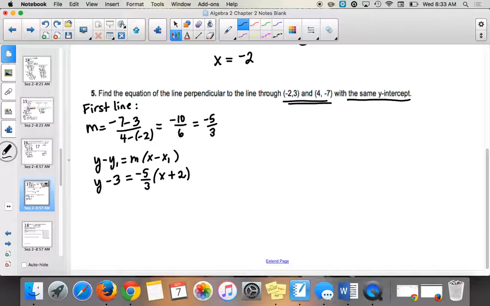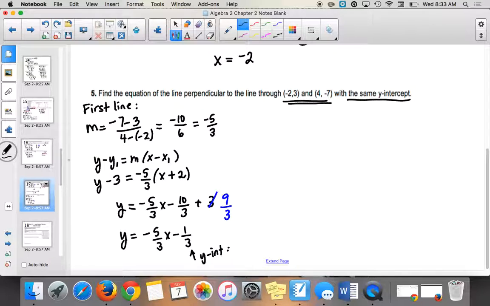And I need to find its y-intercept. So I'm going to multiply it out. So I have negative 5 over 3x minus 10 over 3. And then I'm going to add 3 to the right-hand side. Well, when I'm adding the 3 over, what I'm adding is 9 over 3, right? Do you guys see that? Common denominators. So we get y equals negative 5/3 x minus 1/3. So its y-intercept is negative 1/3.